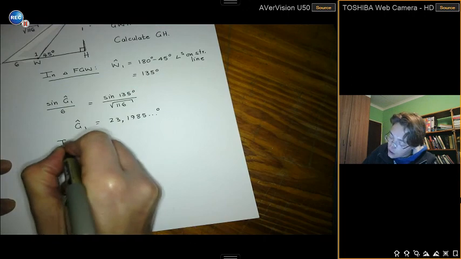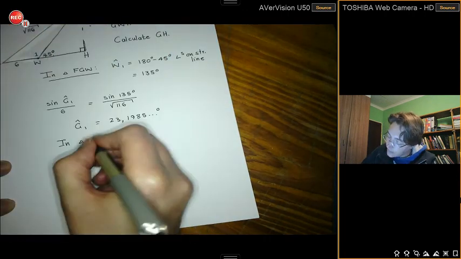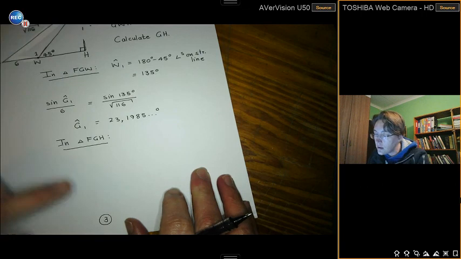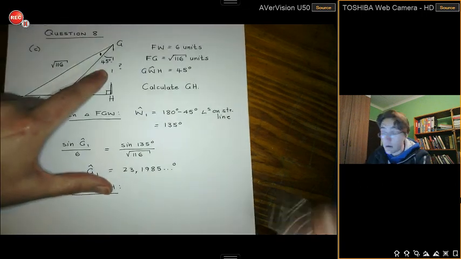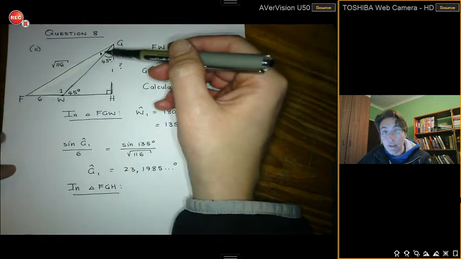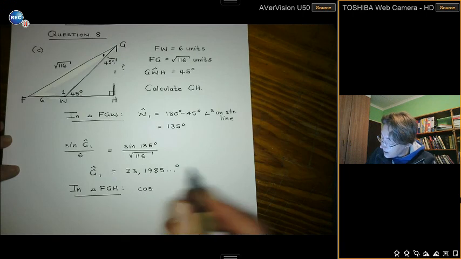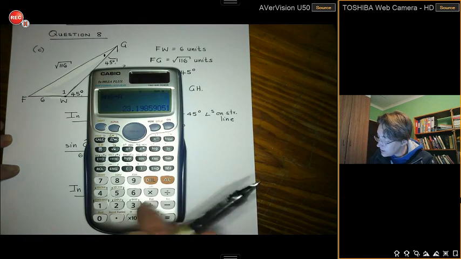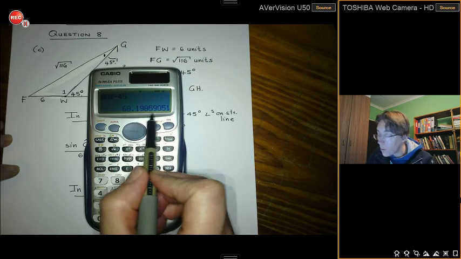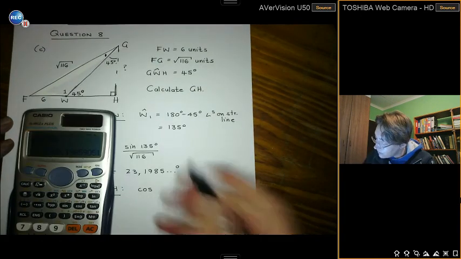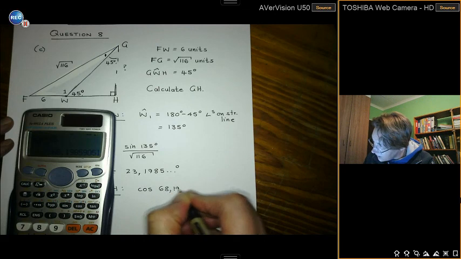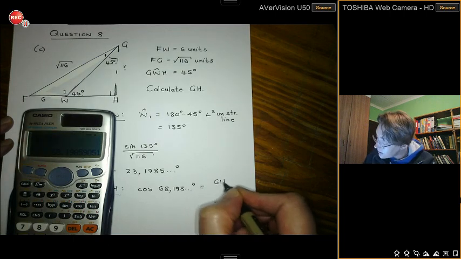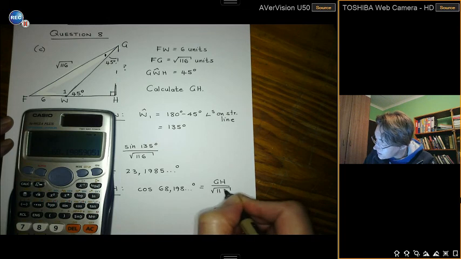So I can then say, in triangle FGH, the adjacent side over the hypotenuse for that particular angle. Sorry, let's just do that again. The adjacent over the hypotenuse for that particular angle is the cosine, and it's specifically going to be the cosine of that 45 degrees plus that. So that plus 45 degrees. And that's going to give me the 68,19. So the cos of 68,198 ... degrees is adjacent, which is GH, which is what I'm trying to calculate, over the hypotenuse, which is the square root of 116.